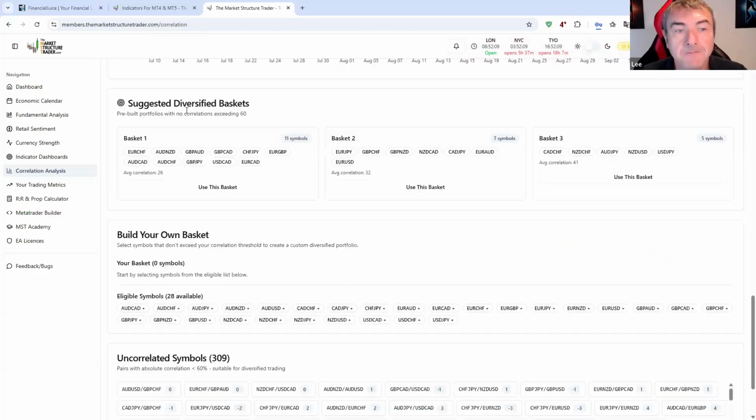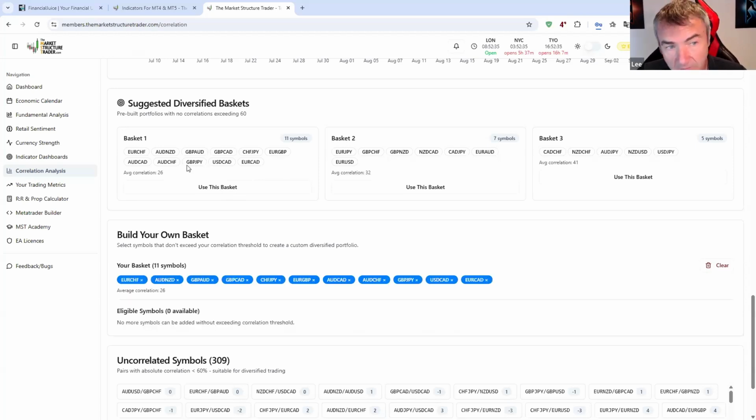So down here, you have suggested diversification baskets. What it's doing is saying that these 11 symbols have no more than 26% average correlation, which means that if you were to trade all of those at exactly the same time, they're not going to move in the same way at the same time, meaning you're not overexposing yourself to the same direction, i.e. doubling your risks. So you can use this basket for your position trading.